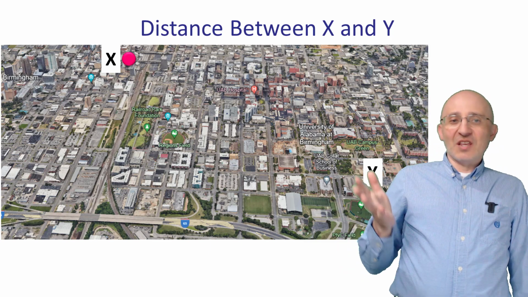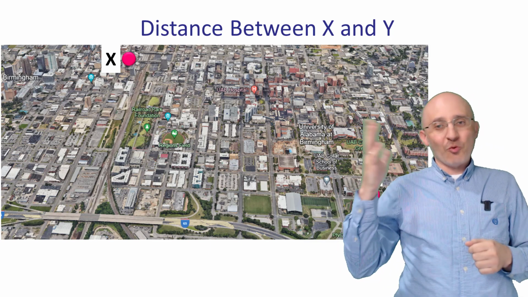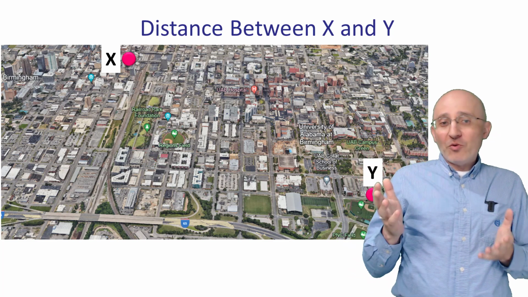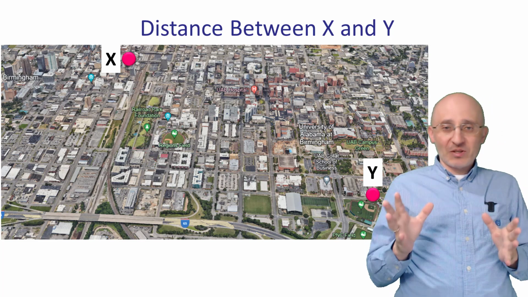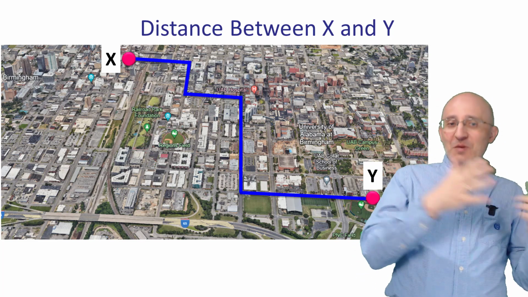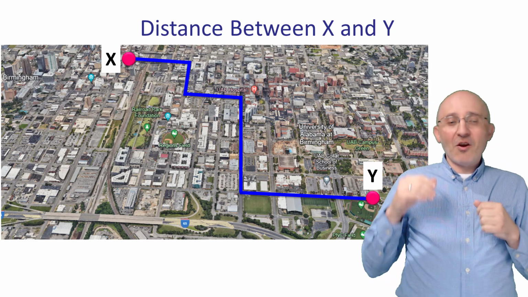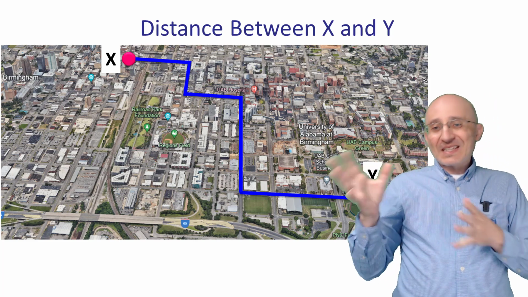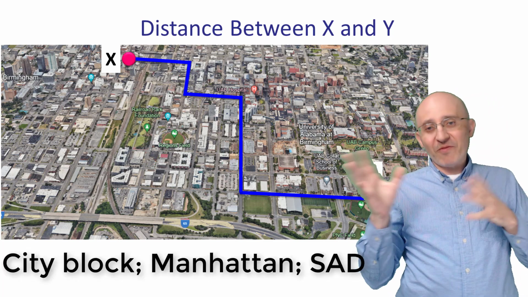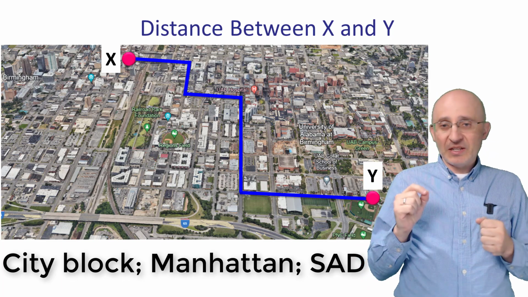Now, imagine that you are in your car and trying to get from junction X to junction Y using the shortest trajectory. But now you are constrained by the city block structure, so you can drive only through the streets, but not through the buildings. You will have to move mostly vertically or horizontally, and this kind of distance is called city block or Manhattan distance, or sum of absolute differences, SAD, and this is different from Euclidean distance.